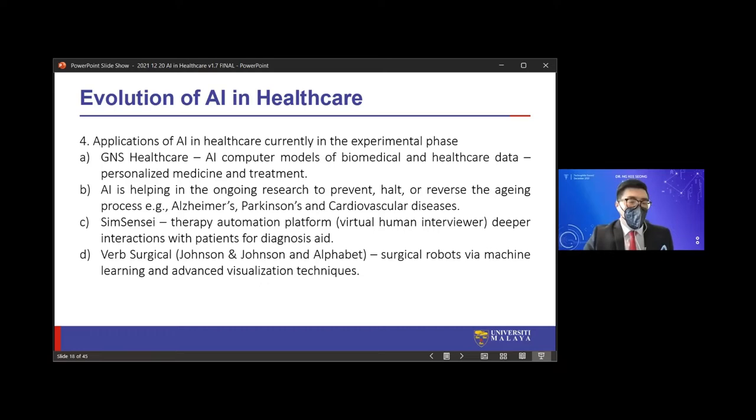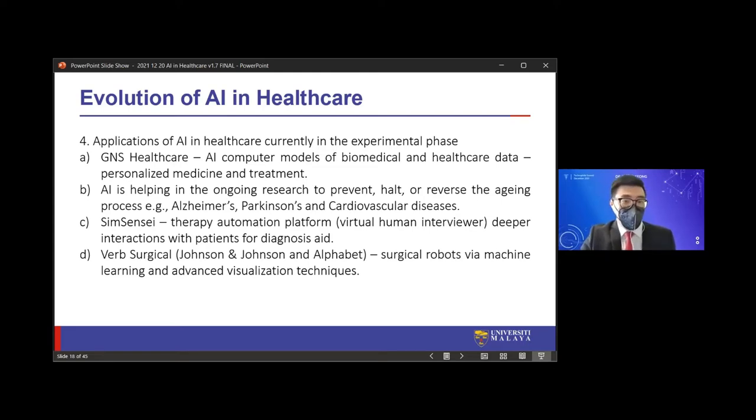And what we have seen is that there's even a lot more of all these AI applications in the experimental phase. What I have mentioned here is only but a drop in the ocean currently, because there are so many players who have gotten on board. I will highlight that in more detail at a later stage. But currently there are some very interesting ones which are already involved.